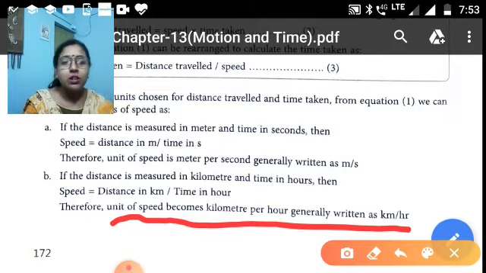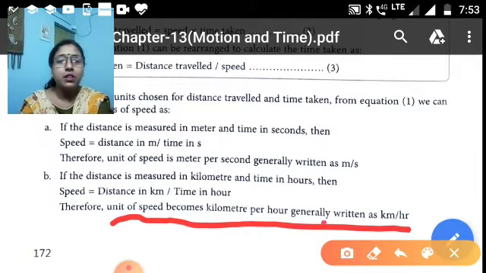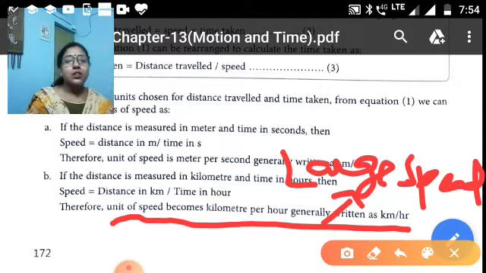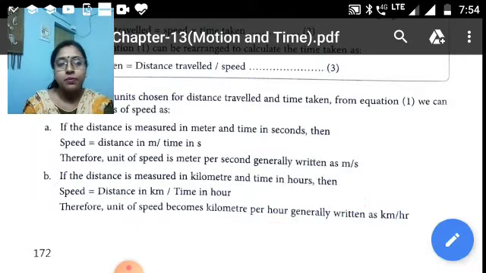And this is for large speed. For large speed, the unit of speed will be kilometer per hour.